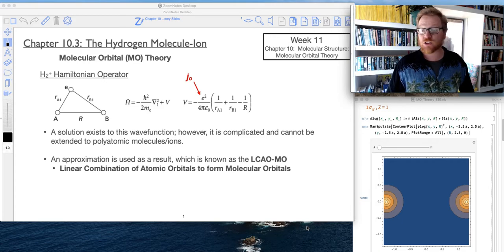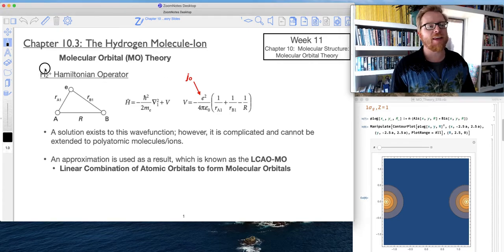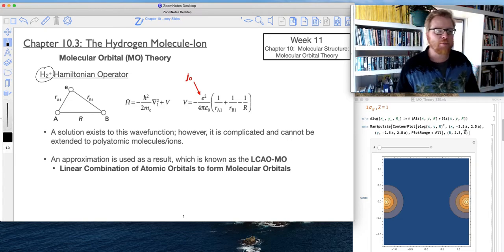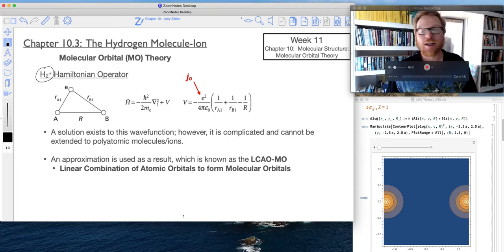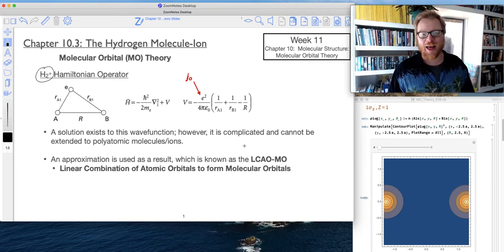And so we're going to start our discussion of molecular orbital theory by describing the H2 plus molecule. So that's about as complicated of a molecule as we can do, okay? And so let's set it up. So here is our physical picture. So here we have one hydrogen atom.